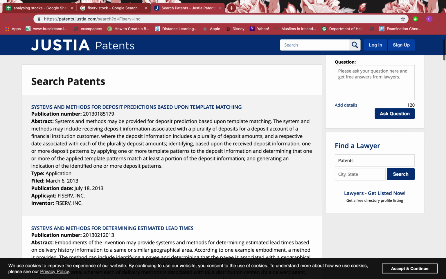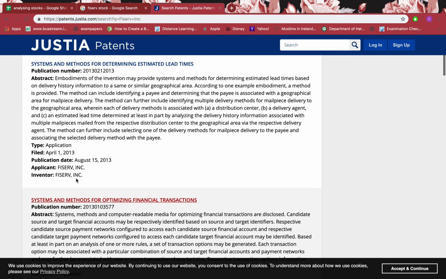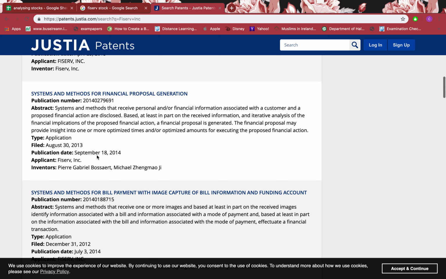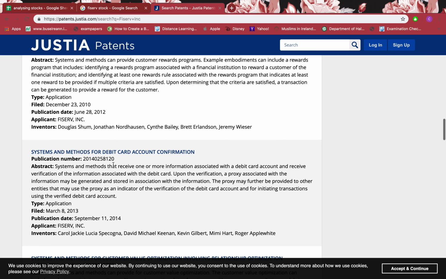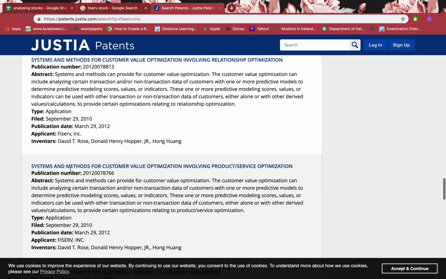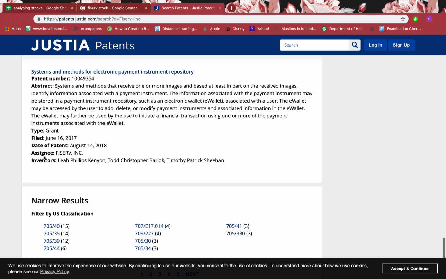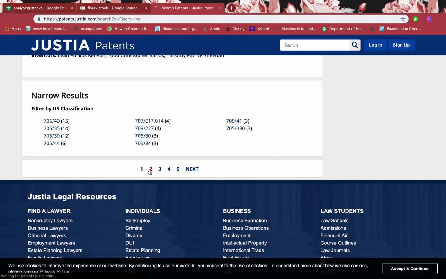So we can see in 2013 it has filed a patent, and again in April 2013, then October 2012, August 2013, December 2012, and so on. You can just go through it. It's a big list, and you're just concentrating on applicant and assignee, which is the person who has all the rights of the patent. They have a recent one in 2017, so you can just go through the list yourself.